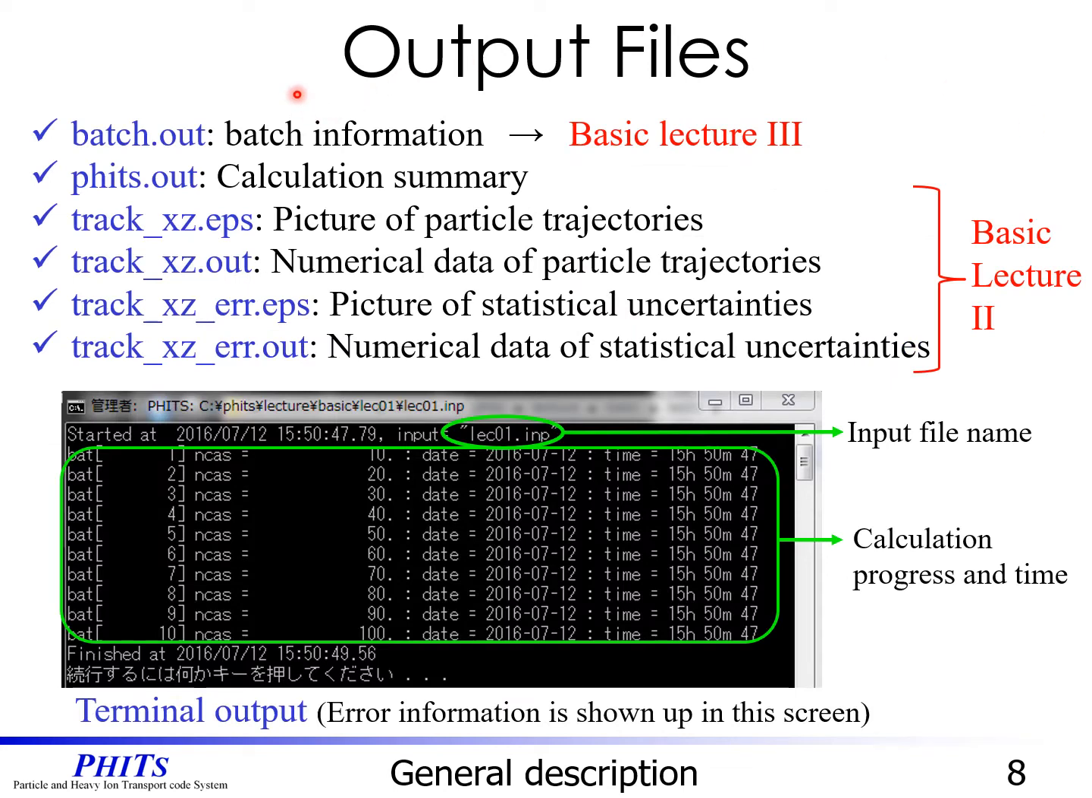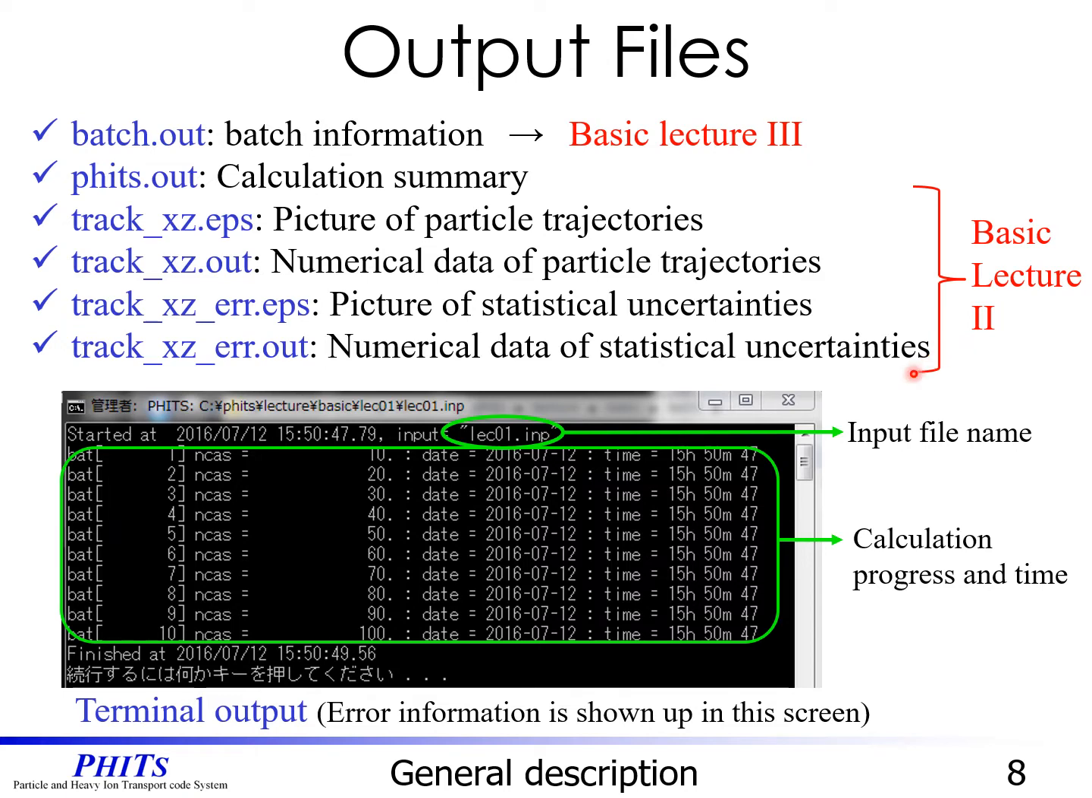Here, the files obtained by the calculation of this example are shown. Batch.out shows the progress of the calculation. Details will be explained in Basic Lecture 3. PHITS.out shows a summary file of PHITS calculation results. I will briefly introduce it later. The remaining files are image and numerical data files of calculation results and statistical errors. Details will be explained in Basic Lecture 2.